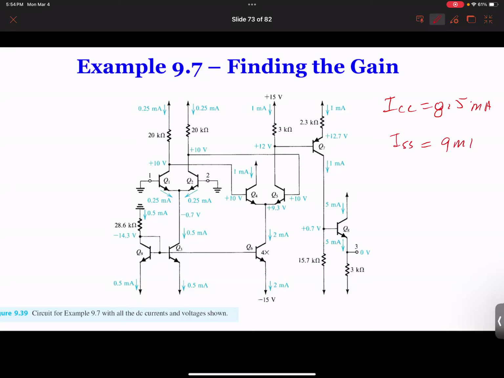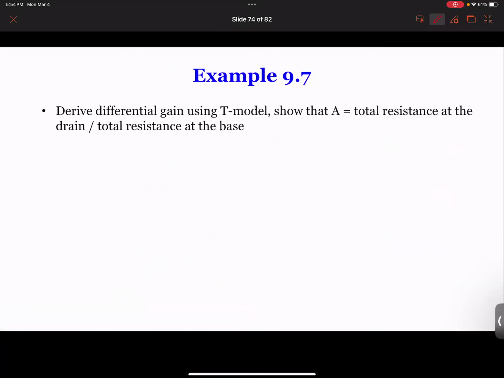So ISS is 9 milliamps. So your power will be ICC times VCC plus, here we're going to use the absolute value, VSS times ISS. You're going to get 8.5 times 15 plus 9 times 15. And getting 200 something. Now, one of the important things is don't use the minus sign here because the current is coming into the minus 15 volts source. So this actually delivers power. Remember, current coming into a negative voltage source actually delivers power to the circuit. So these two are adding, not subtracting from each other. Okay, so that's important to understand.